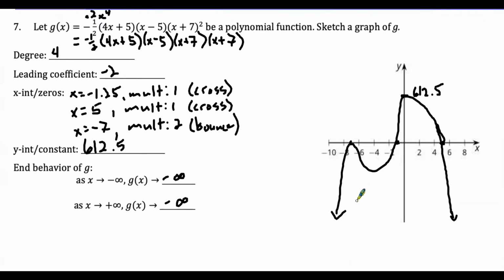So this would be a decent sketch of my graph that shows all key pieces of information. Bounce at negative 7, go through negative 1.25, through my y-intercept of 612.5, and then cross at positive 5.